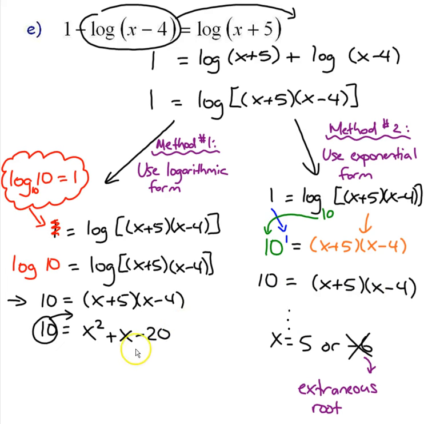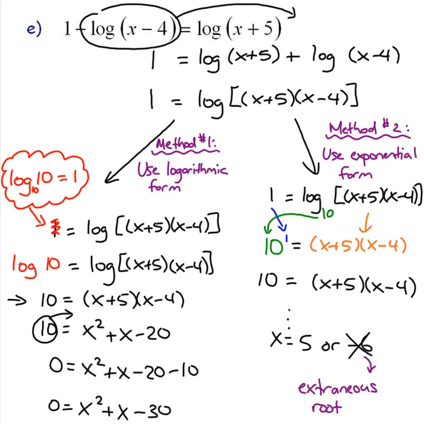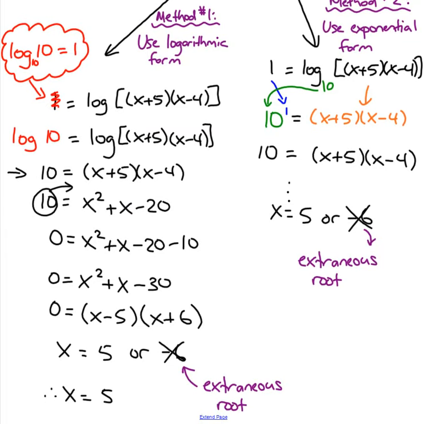Expand this and you get this guy. Bring the 10 over, you get a minus, so there's a minus 10 right here. Simplify it a little bit and then solve. Do you see? You get the same answer as here. So in both cases, x has to equal 5 and not negative 6, because the negative 6 is going to be an extraneous root.